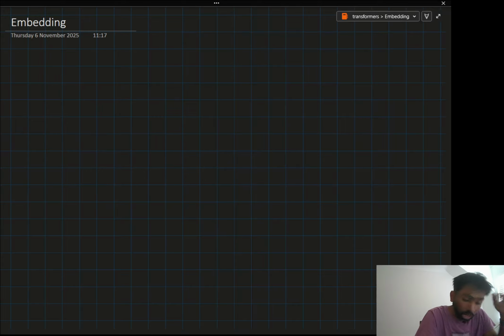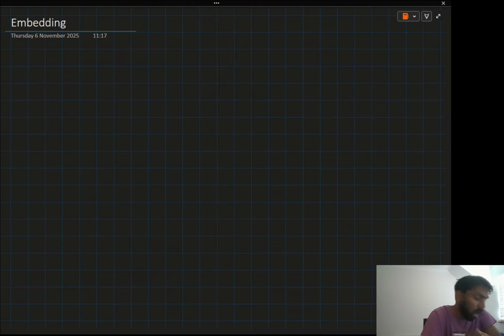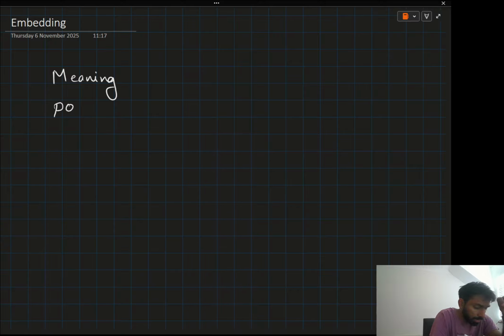Now we'll understand embedding. Before we go ahead and understand embedding, we'll just understand how an LLM will understand a sentence. Not just an LLM or a computer, but a human also, when he wants to understand a language, there are three major things that he wants to understand. One is the meaning, second is position, third is context.